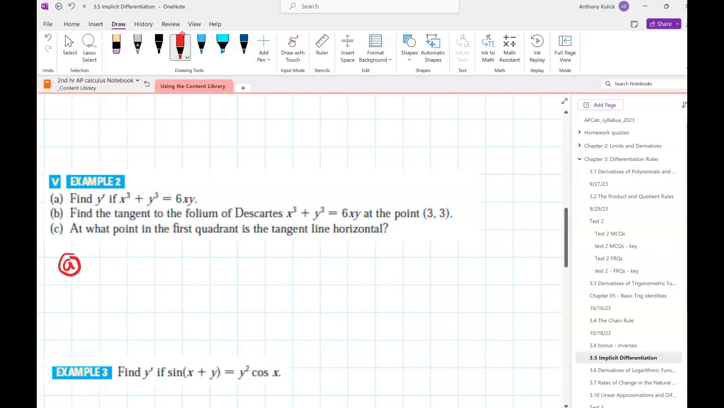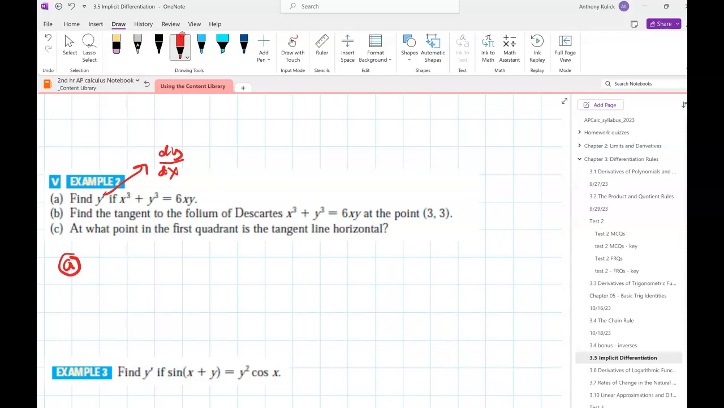So next example. It says find y prime if x cubed plus y cubed equals 6xy. Okay, y prime is the same as the derivative of y or dy dx, right? Yeah. Everybody's okay with that notation? I'm going to always use the dy dx notation. I think it's just a little bit clearer, at least initially.